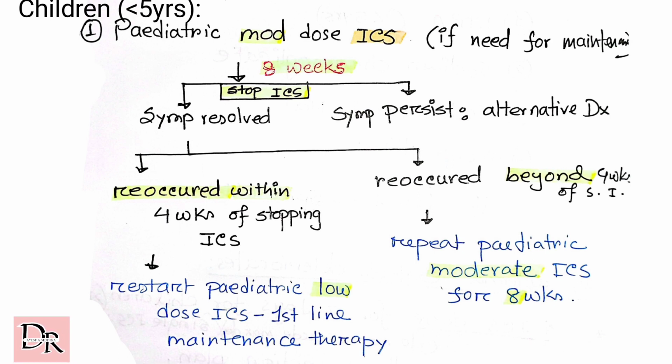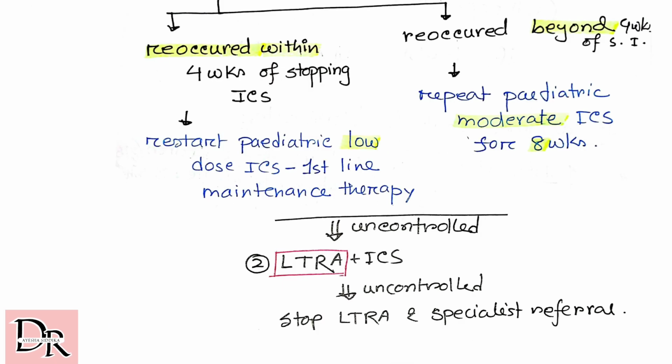If the symptoms recur within 4 weeks of stopping ICS, then we'll restart pediatric low dose ICS as first-line maintenance therapy. And if they recur beyond 4 weeks of stopping ICS, then we will repeat moderate dose ICS for 8 weeks. Okay, and we will follow the same flowchart again.